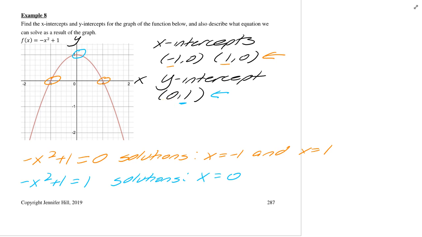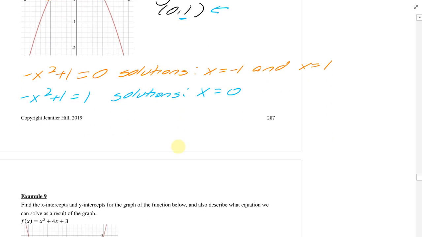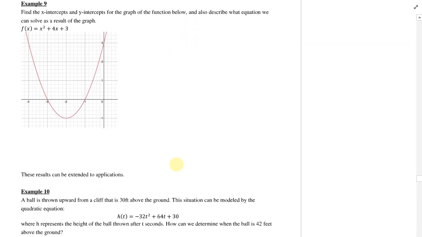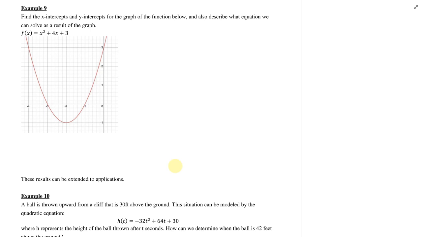So I want to just go through the last 2 pages because I think that they actually build off of this pretty nicely. So let's do another example of this. Let's start with just the x-intercepts. I want you to find the x-intercepts of this graph, write down those points, and then write down what equation can be solved as a result of that. Hit play when you're ready.